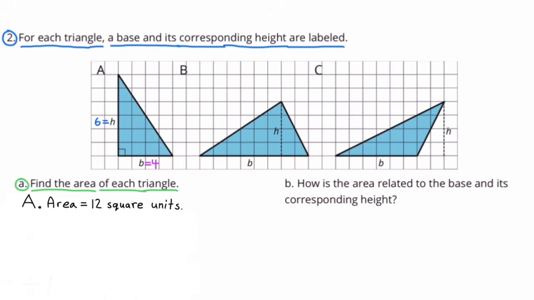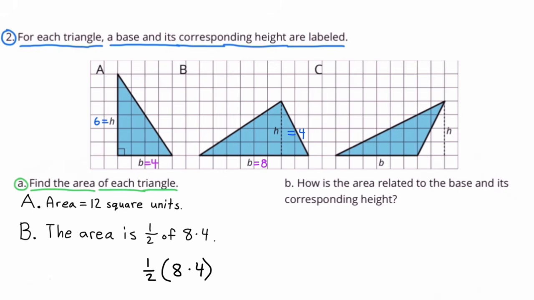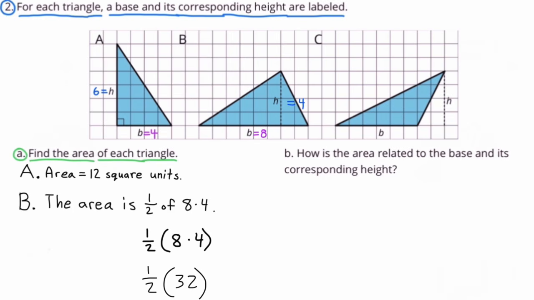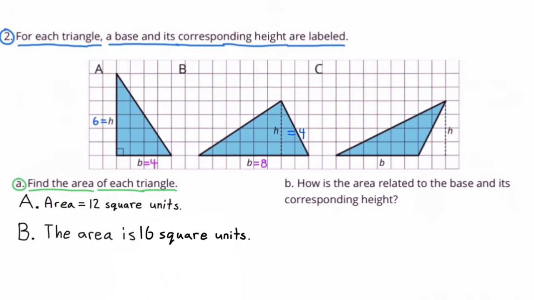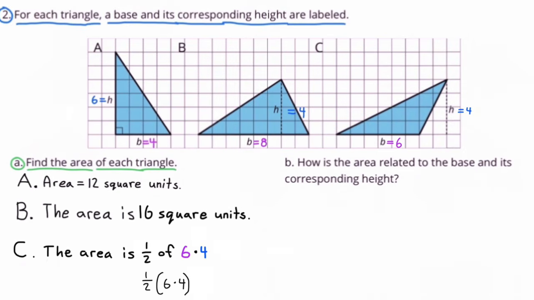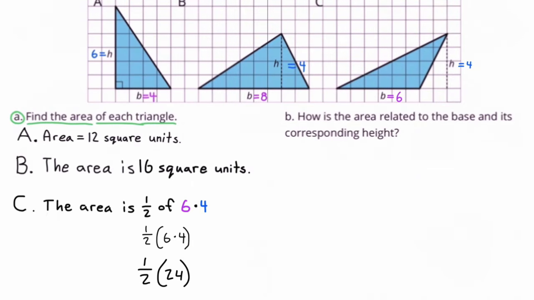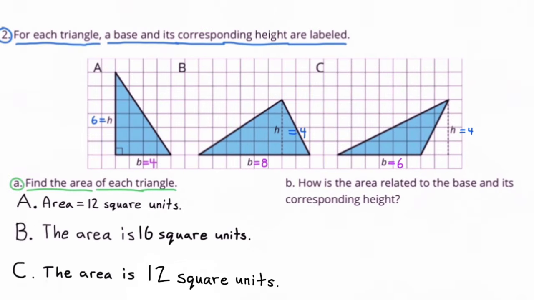The area of triangle A is 12 square units. The base for triangle B is 8, and the height is 4. Half of base times height, or half of 8 times 4. And 8 times 4 is 32. Half of 32 is 16, so the area for triangle B is 16 square units. The base for triangle C is 6, and the height for triangle C is 4. So half of 6 times 4, or half of 24, is 12. The area of triangle C is 12 square units.